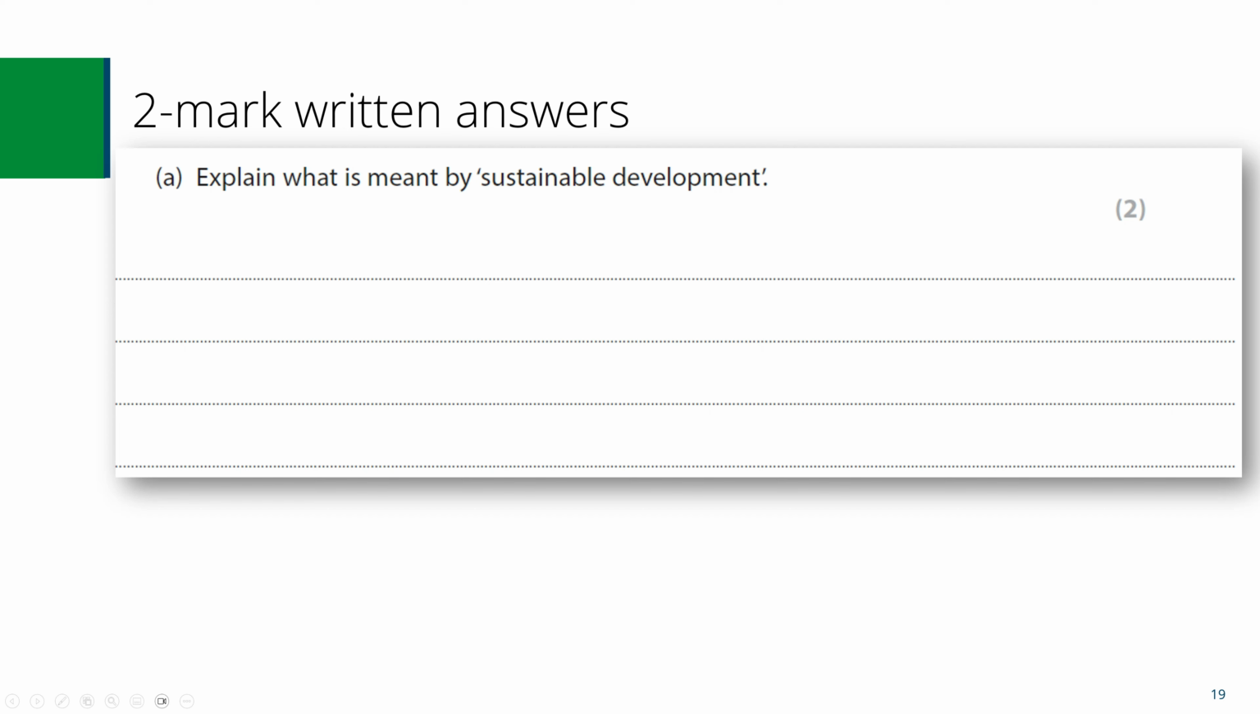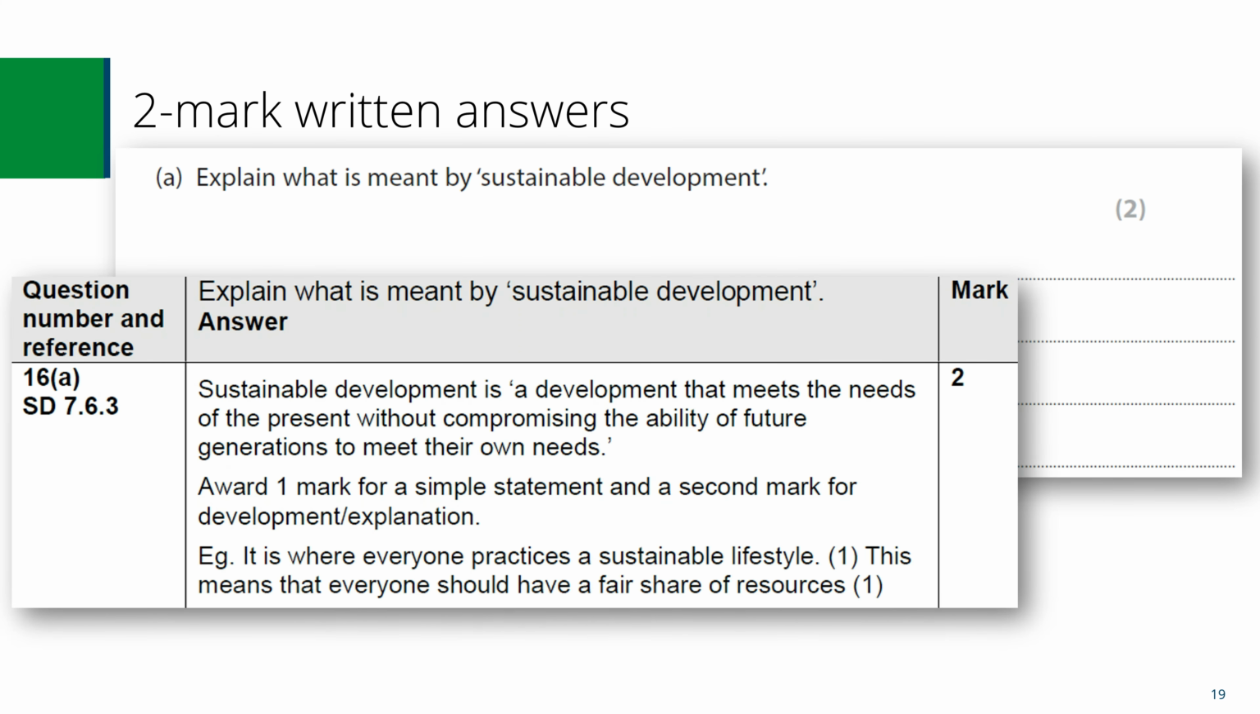We will look now at the other type of 2-mark question, where a development mark is being looked for. There are 2 marks available, one for a simple statement and the other for some further explanation or development. Here's the mark grid that was used. Explain what is meant by sustainable development.